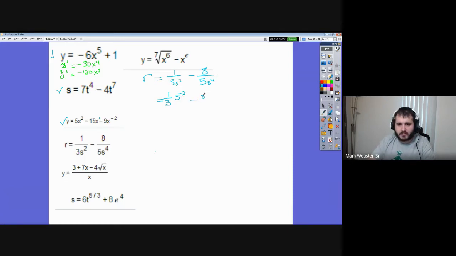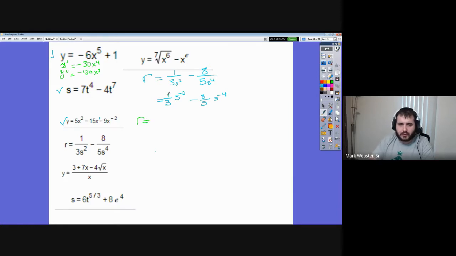Same thing here. I'm going to take this 8 over 5. I'm just going to rewrite the 8 over 5. I'm not even going to bother trying to think about it. And then this is going to be s to the negative fourth. And then it's no longer in the denominator. It's just hanging out here on the side, right? 8/5 times s to the negative fourth. Well, then let's take the derivative. What is r prime going to be?